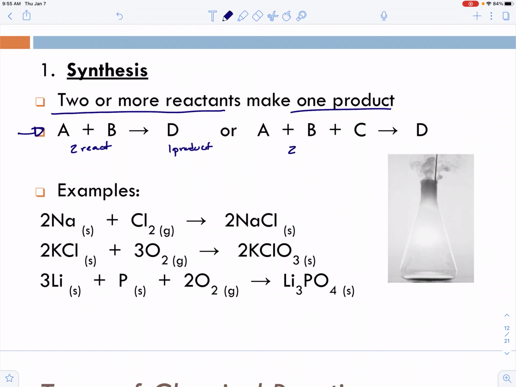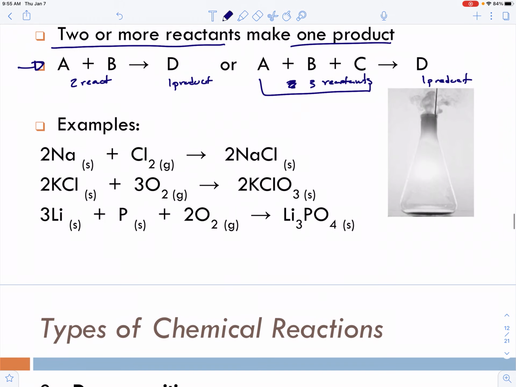In this example over here, it's 3 reactants producing one product. But the idea is that you have a bunch of smaller compounds over here combining together and forming one larger compound. So here are some actual examples of synthesis.